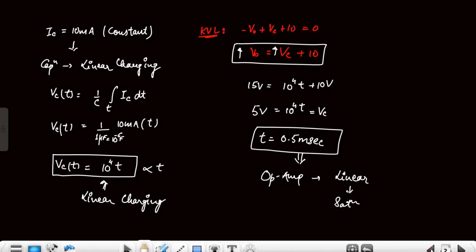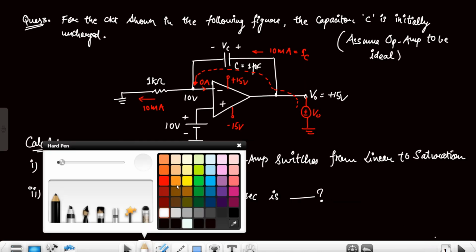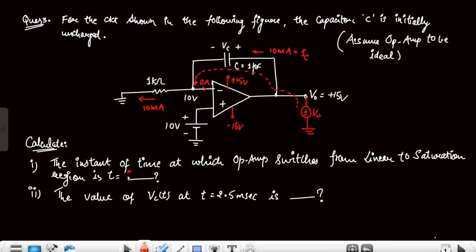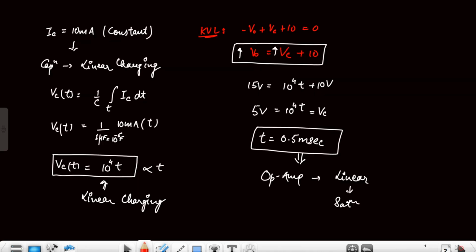Now second, so first question, the answer of the first question is 0.5 millisecond. Now we have to calculate the value of the capacitor voltage at time instant 2.5 millisecond. So after this 0.5 millisecond, the op amp is in saturation region. So we can draw the circuit after 0.5 milliseconds.